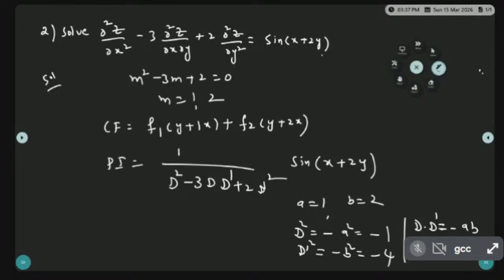What is the denominator? Sin x. X coefficient 1. That is A. Y coefficient is 2. That is B.